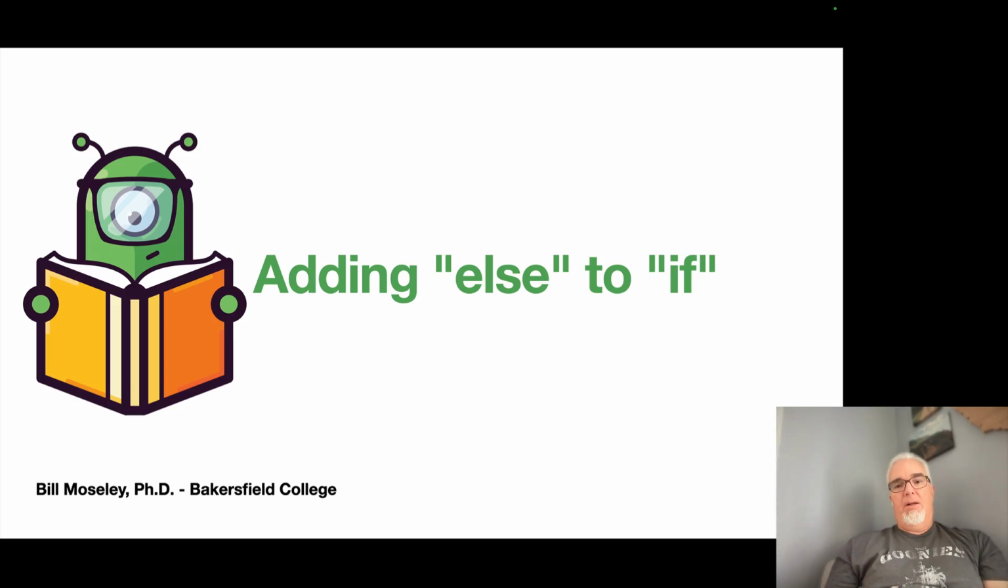Now, when we want to add else to if, that gives us a little bit more power. That's another keyword that allows us to have more than one branch. So far, with if, we either execute the code in the if block or we skip it. And that's useful, and sometimes that's enough for some situations, but more often than not, we want to add an else in there because that says either I do this or I do that.